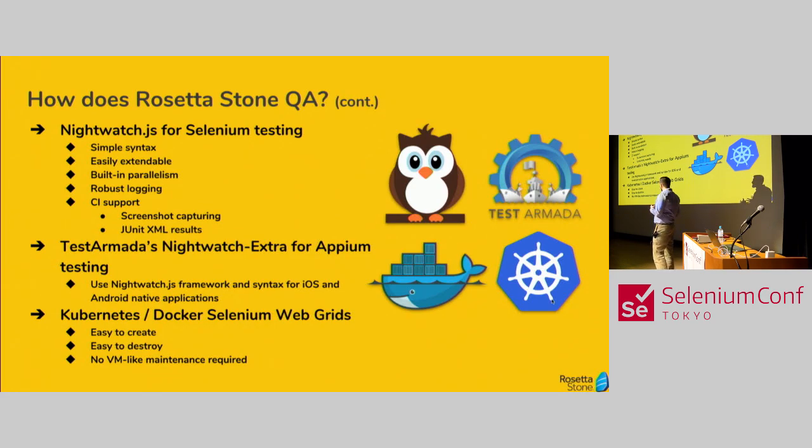For our mobile Appium testing, we use an extension of Nightwatch by the TestArmada team called Nightwatch-Extra. The TestArmada team is Walmart's test team, by the way, and a big shout out to them because that framework is really awesome and we've had good use of it. It uses the Nightwatch syntax to test native iOS and Android apps.